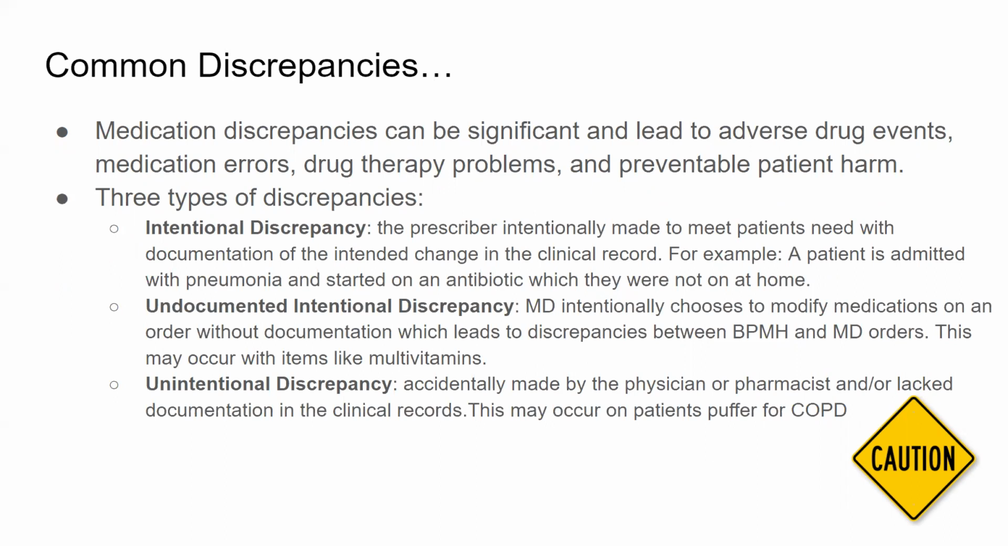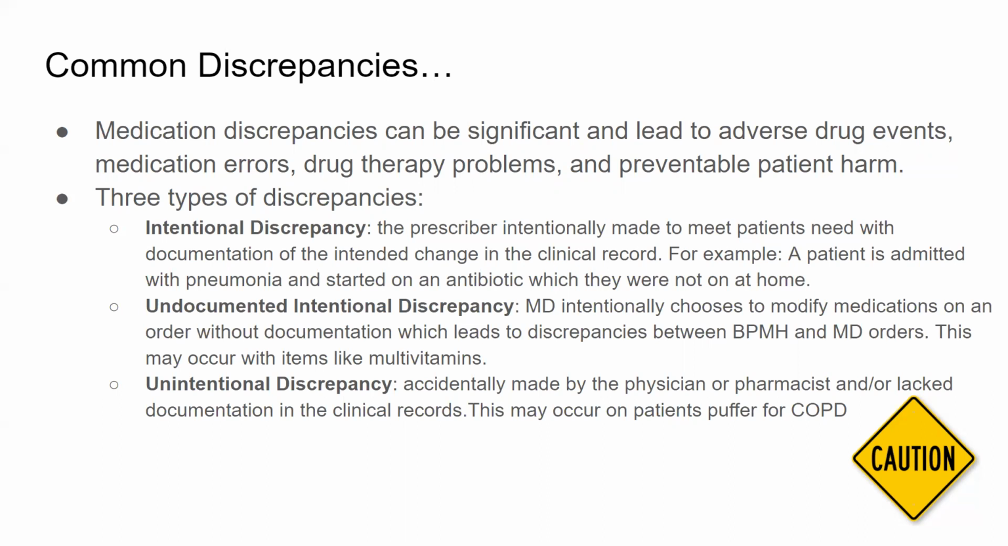The first one is intentional discrepancy. The prescriber intentionally made this discrepancy to meet the patient's need with documentation of the intended change in the clinical record. For example, a patient is admitted with pneumonia and started on an antibiotic, which they were not on at home.